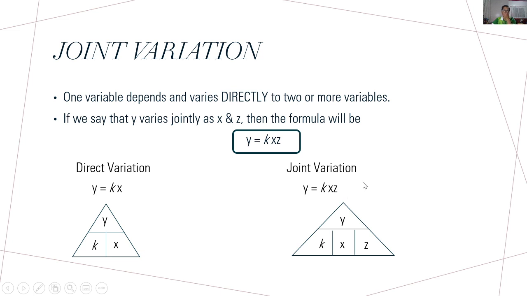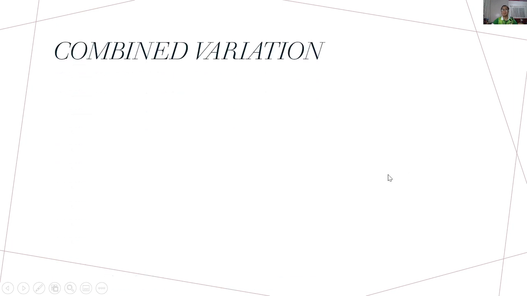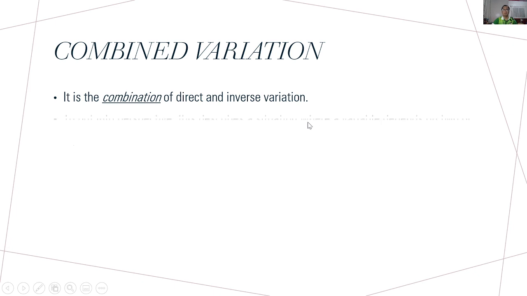So, again, joint variation is technically direct variation din siya na mas marami yung variable na involved. Okay? Last, we have the combined variation. It is the combination of direct and inverse variation. So in this given, meron tayong direct, tas meron din tayong inverse. Pinagsama lang sa isang equation.